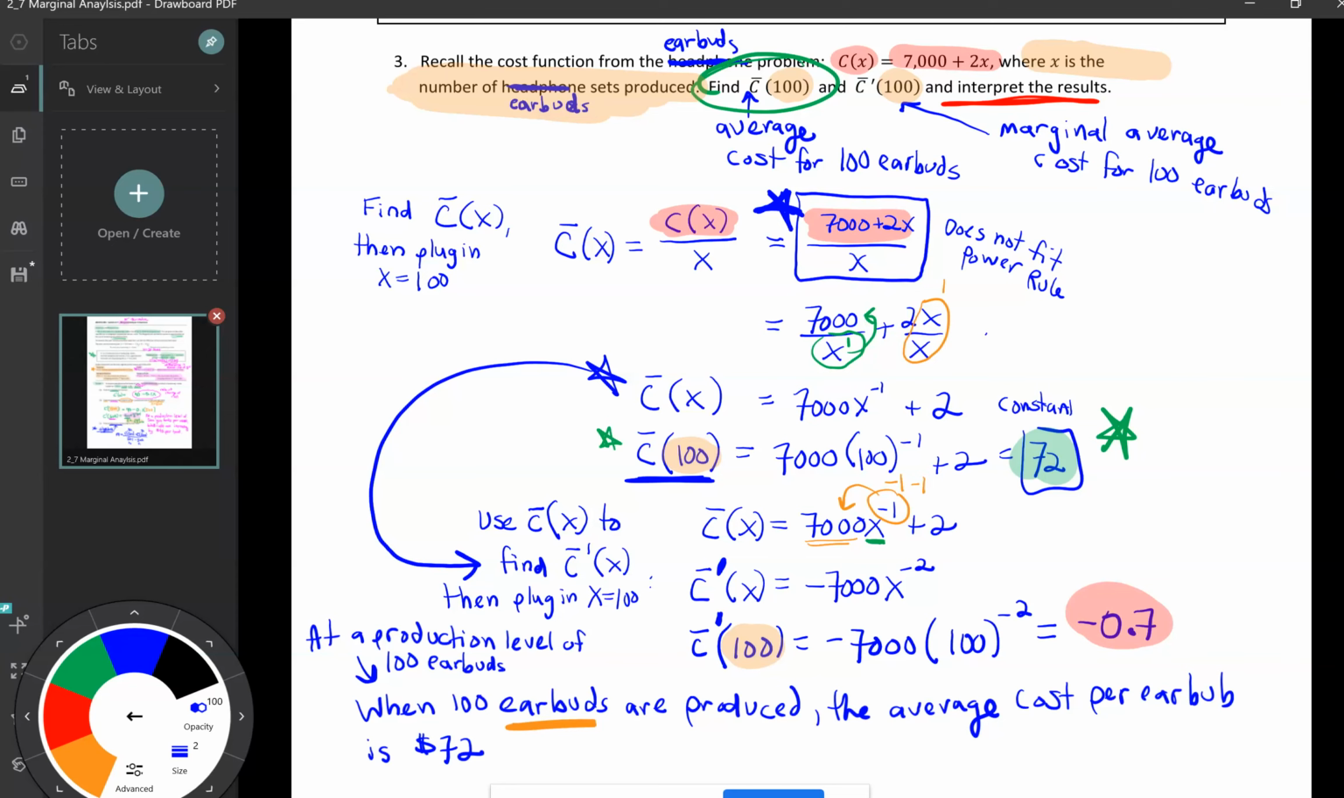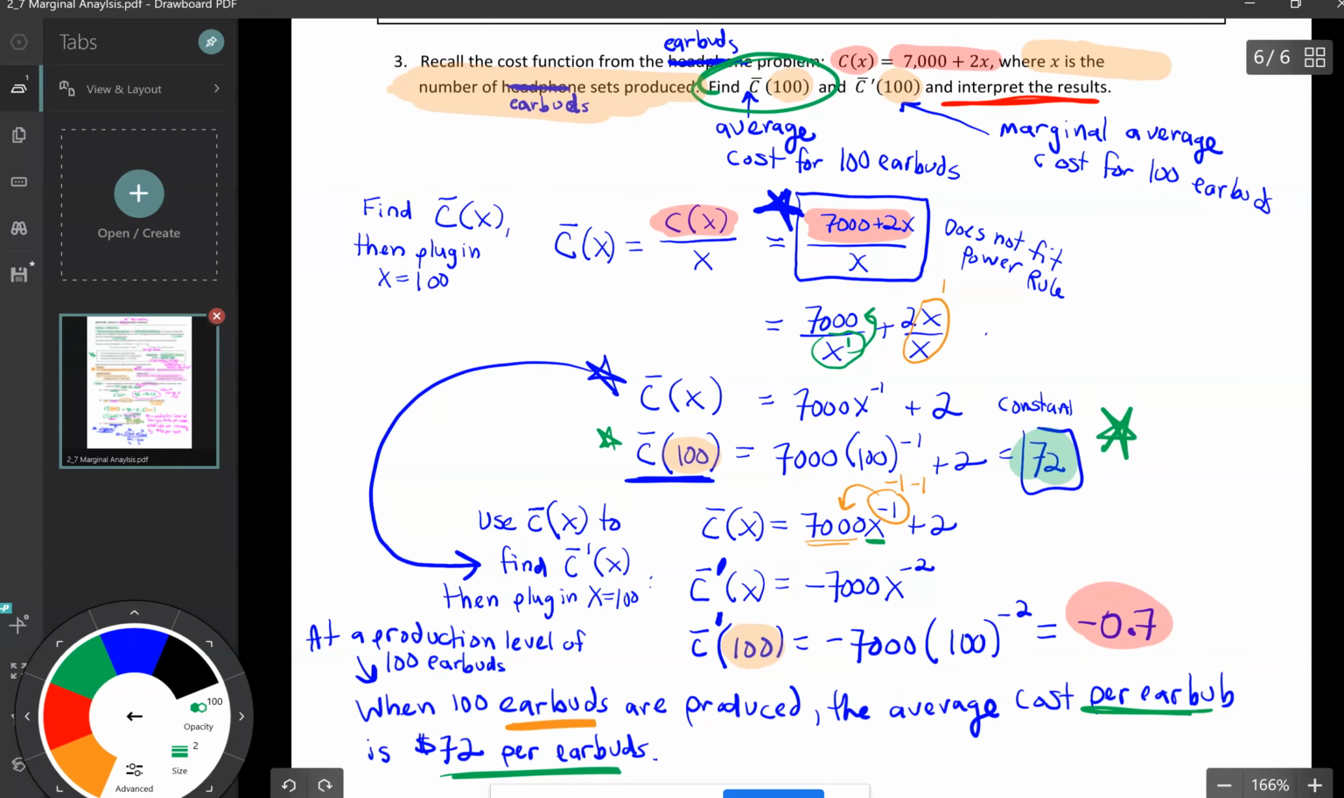Okay, anyway, sorry. But that's only when 100 earbuds are made. So at that production level, if I made 200 earbuds, that cost would go down because I've spread out those costs among more earbuds. If I made 500, if I made 1,000, right now we're just making 100. Okay, so when 100 earbuds are produced, the average cost per earbud is $72. And you can even emphasize $72 per earbud if you want to, but that's kind of double speak. I already said per earbud here, but just to emphasize, it's been divided up. So that's not a total cost. That's just for one earbud.